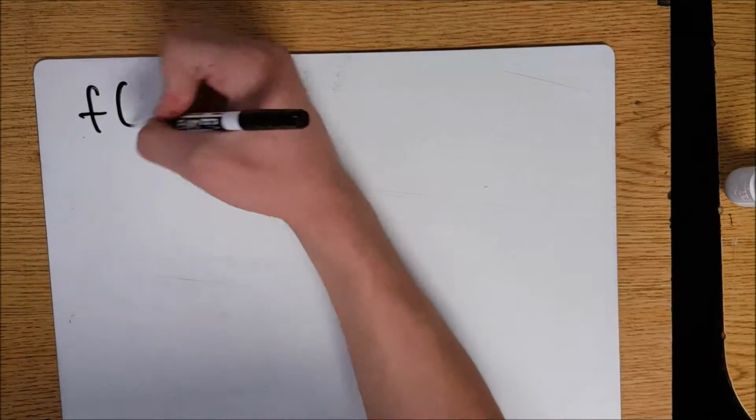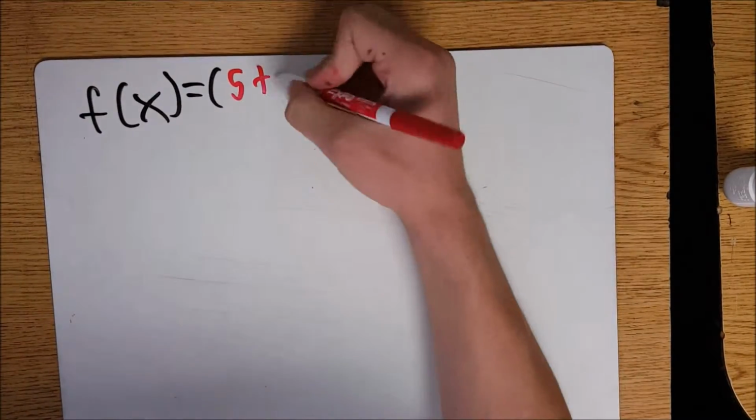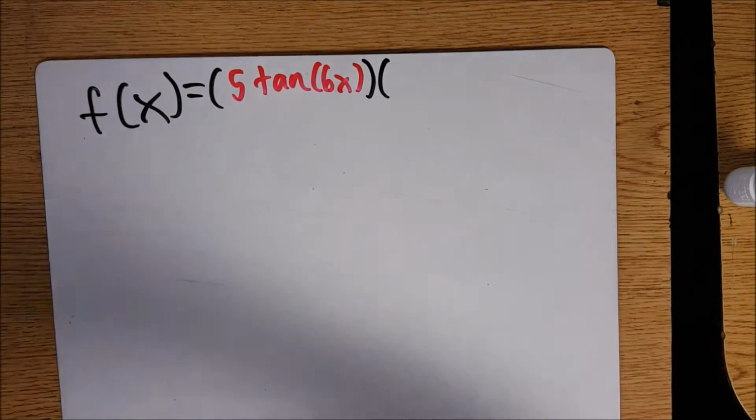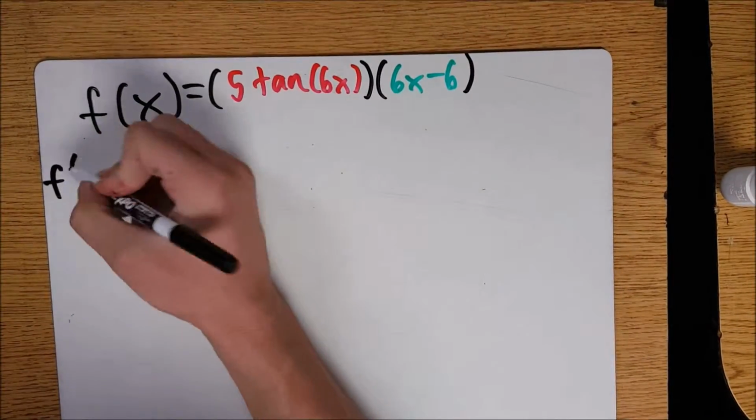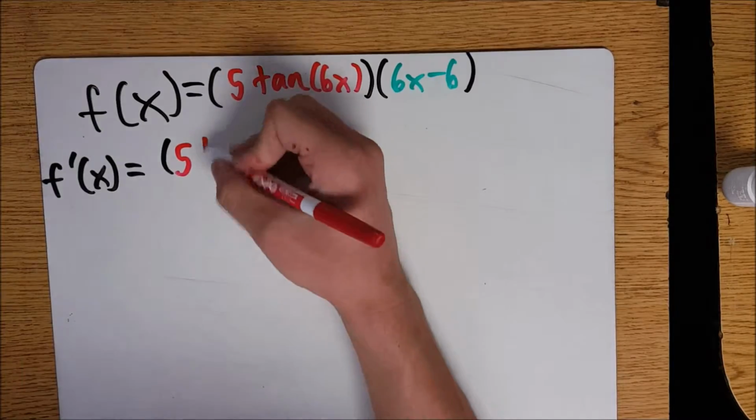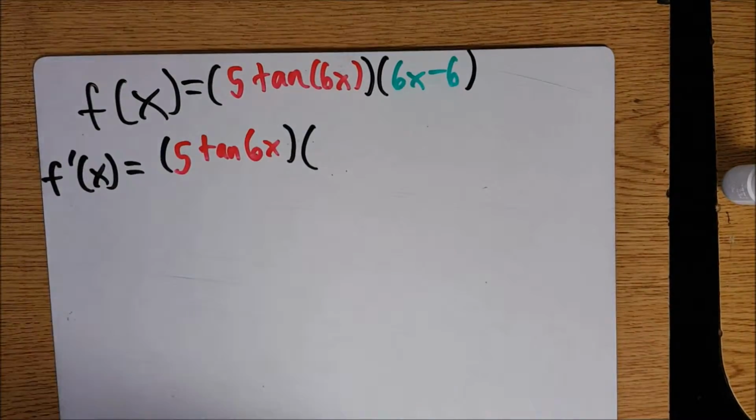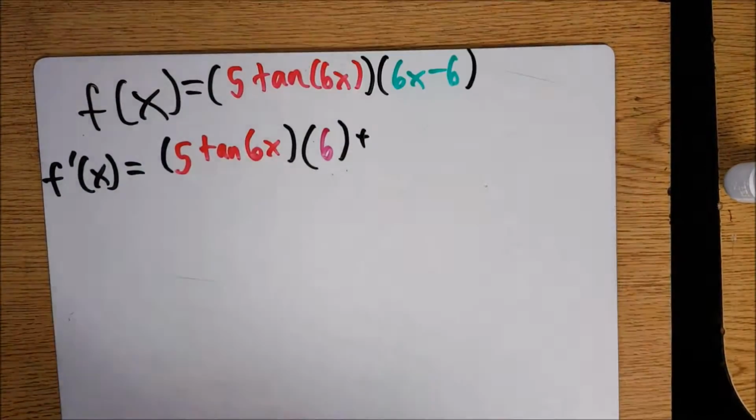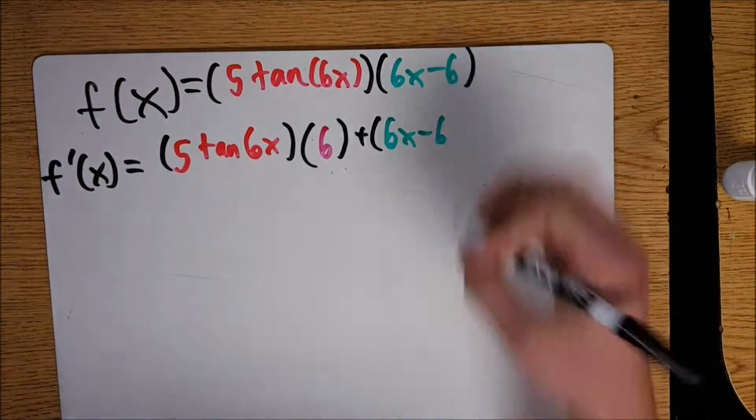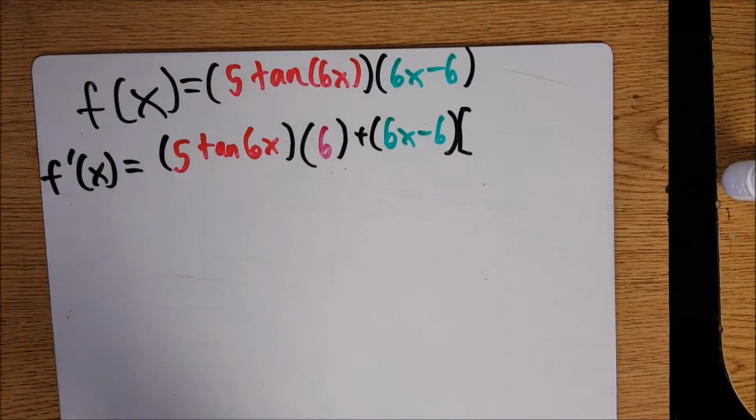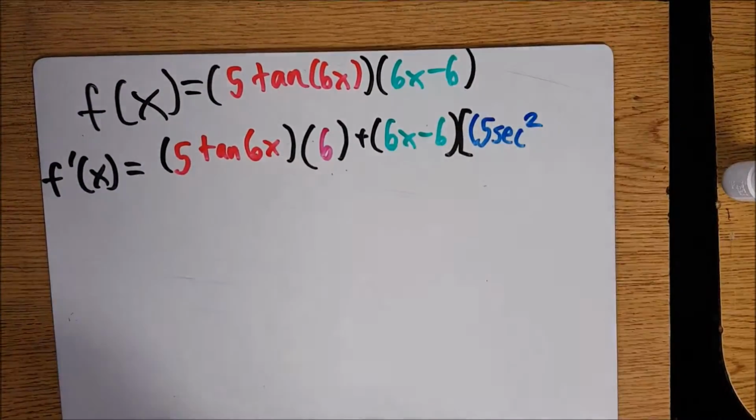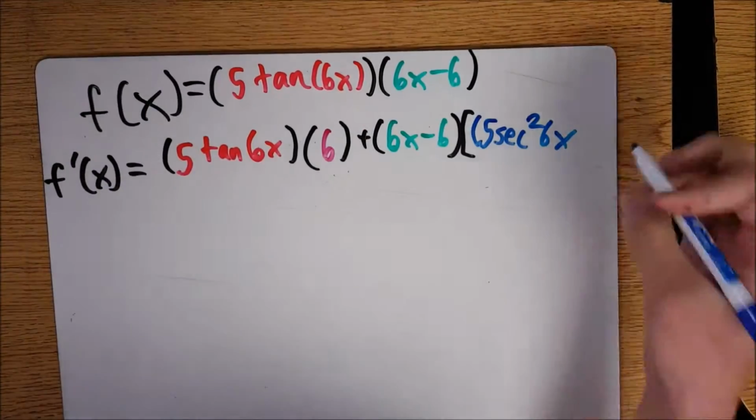Our last example is 5 tangent of 6x all multiplied by (6x minus 6). Use the product rule to find the derivative. The first term is 5 tangent of 6x and the second term is 6x minus 6. Using the product rule, we end up with 5 tangent of 6x multiplied by the derivative of 6x minus 6, which is 6. After doing so, add (6x minus 6) multiplied by the derivative of 5 tangent of 6x.